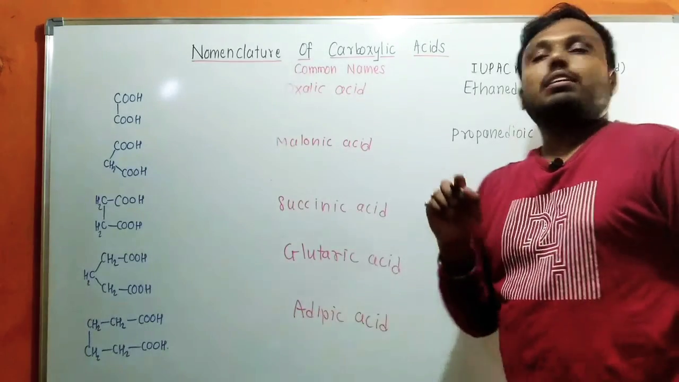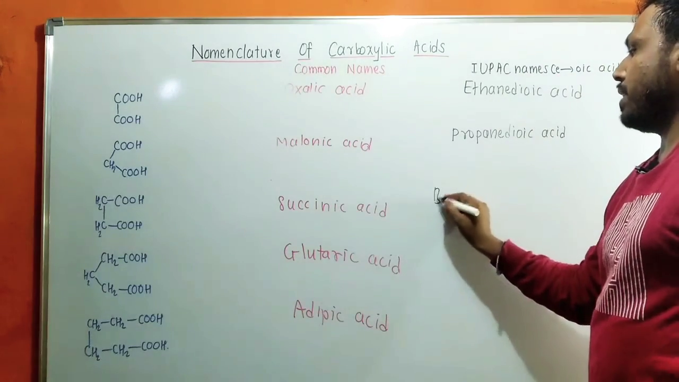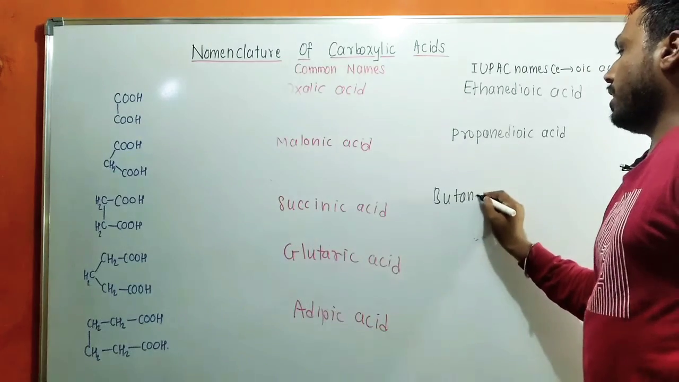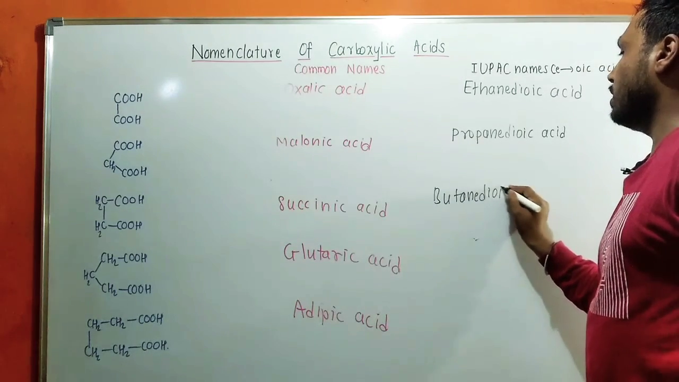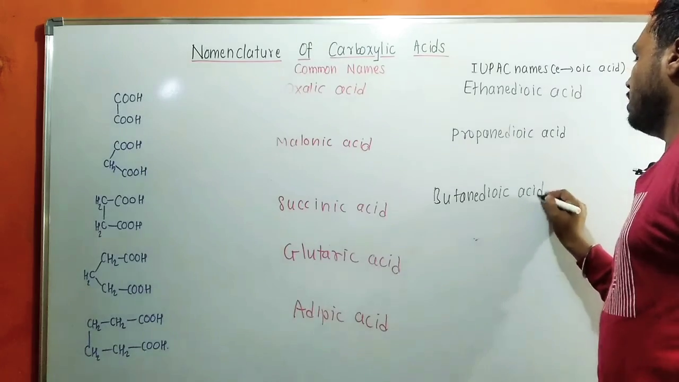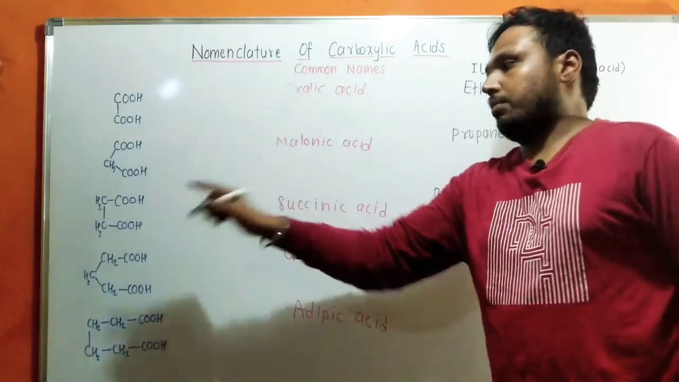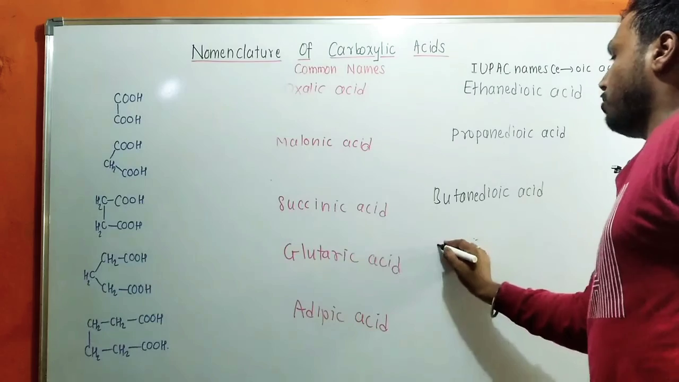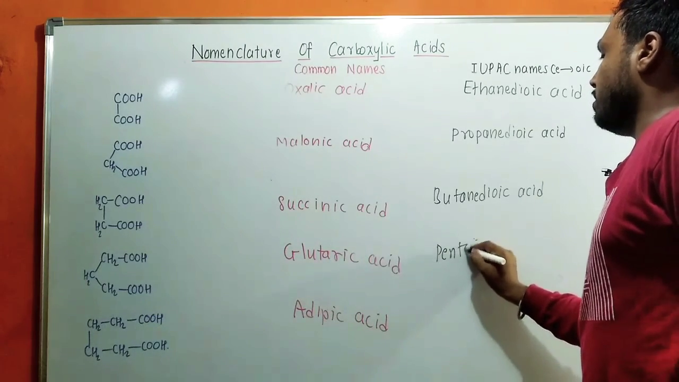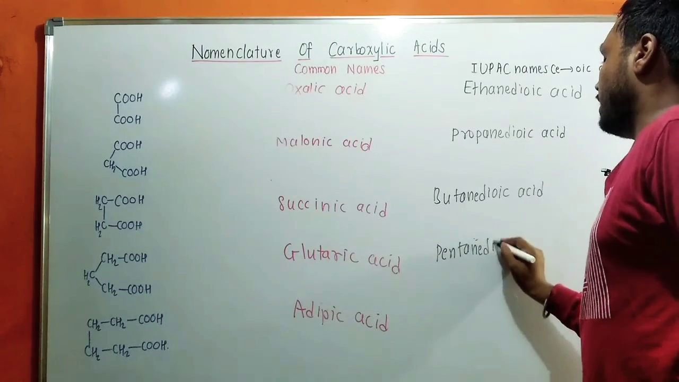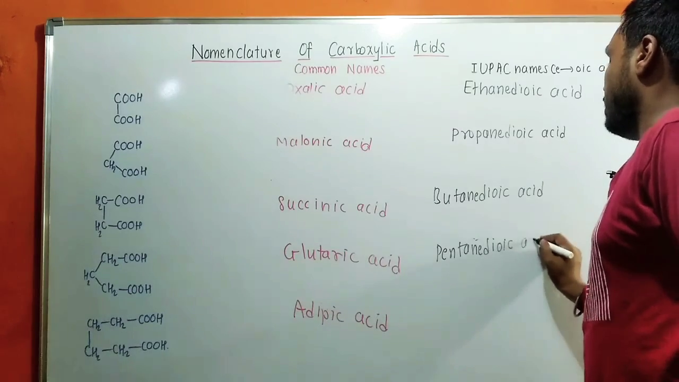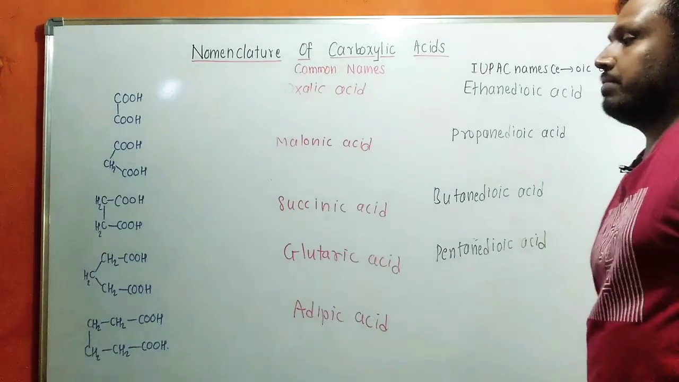Total 4 carbon atoms are there. 4 carbon atoms means the parent alkane is butane. Again 2 similar carboxylic groups are there in the structure, that's why butane dioic acid. Total how many carbon atoms are there? 5. 5 means the parent alkane is pentane. Don't replace E. Write E as it is and at the end write the word dioic acid.